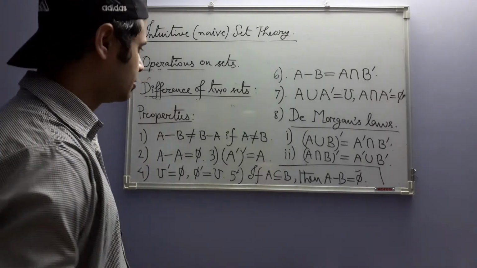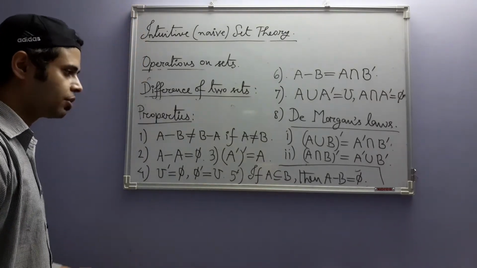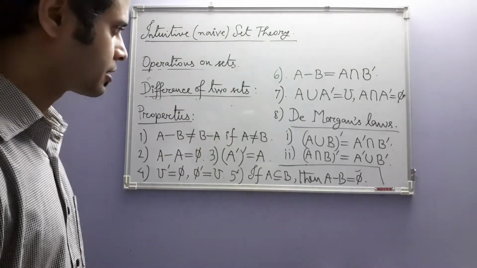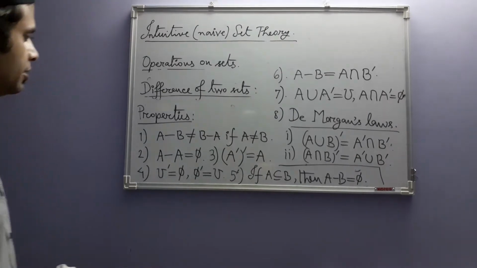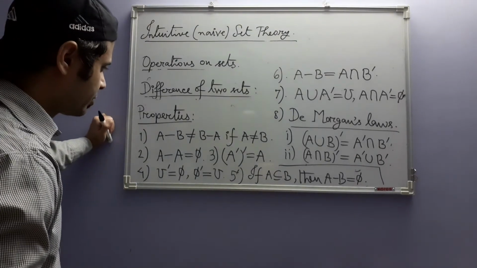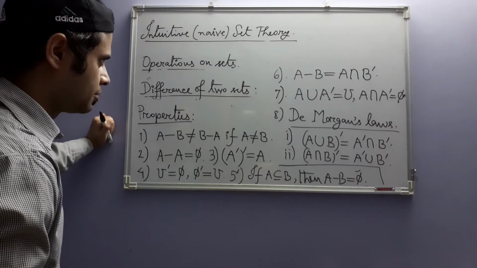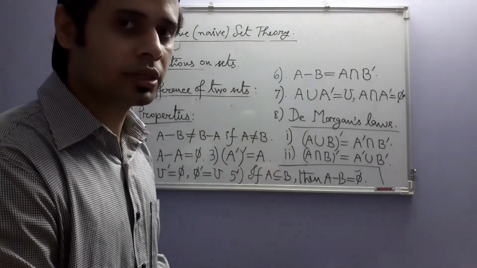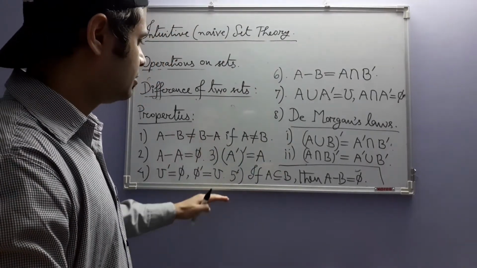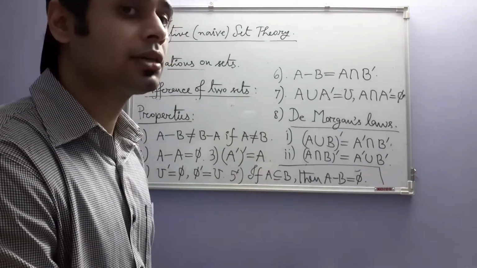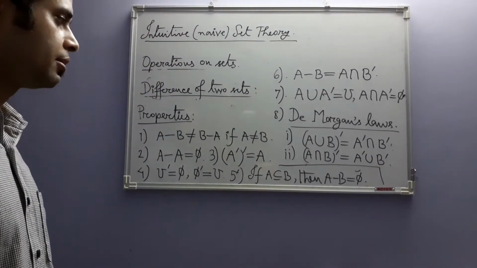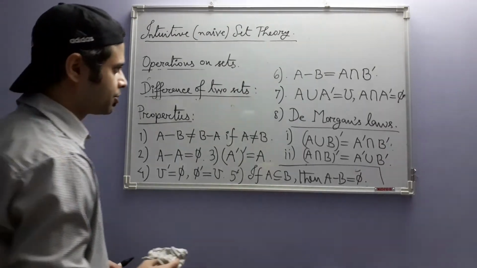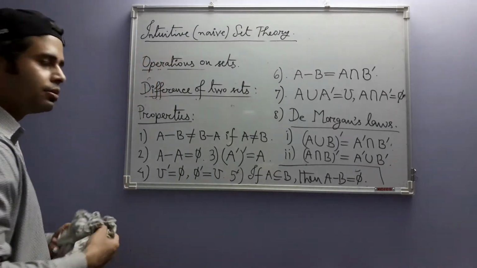Okay, so these are some properties involving difference, complements, union, intersection, all those things. Now we come to the proof. I will prove only one De Morgan's law. Others I leave to you as exercises. Some of them may be challenging, but think about them. Eventually I will prove all of them at one point or another, but you try to prove them.